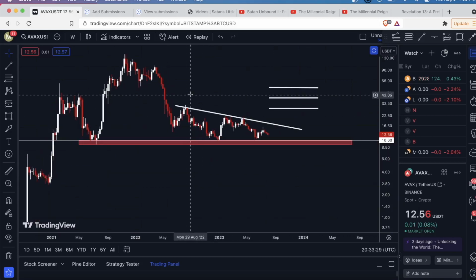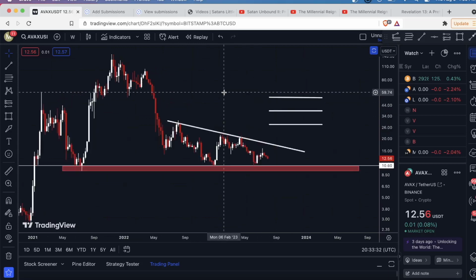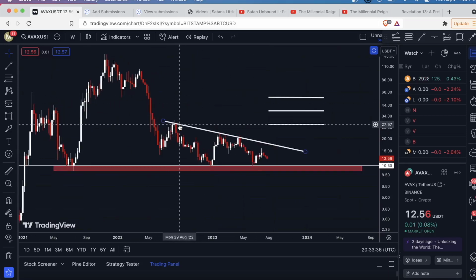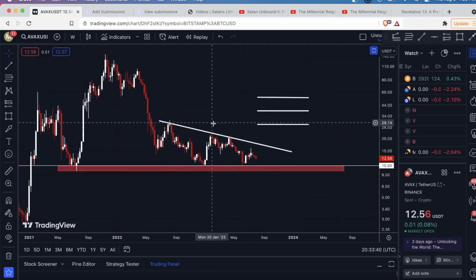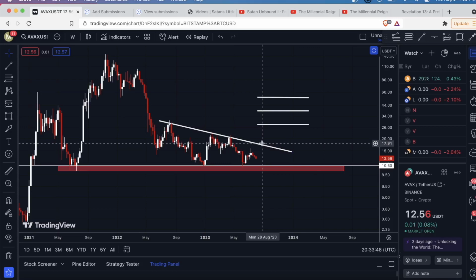Okay, the next line I suggest that you draw is this resistance level right here, and I drew it over the candle bodies. So likewise, if I wanted to go long, then a good sign for me to enter long positions would be a candle body close over this line on the weekly time frame.